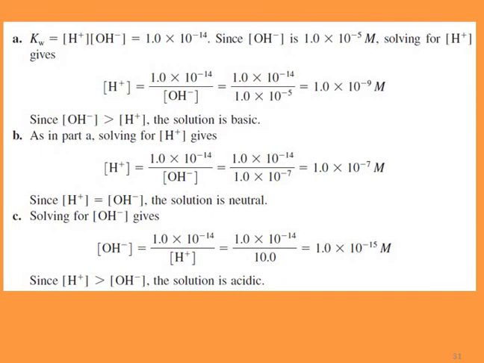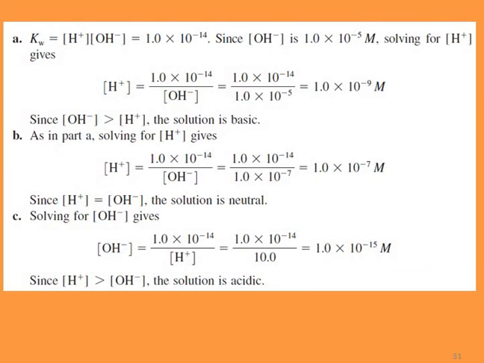Part B, the concentration of hydroxide ion is 10 to the power of negative 7. So proton is going to be 10 to the power of negative 14 divided by 10 to the power of negative 7. That will make it 10 to the power of negative 7, which means we have a neutral solution. Why? Because the concentration of proton and the concentration of hydroxide ion are the same.